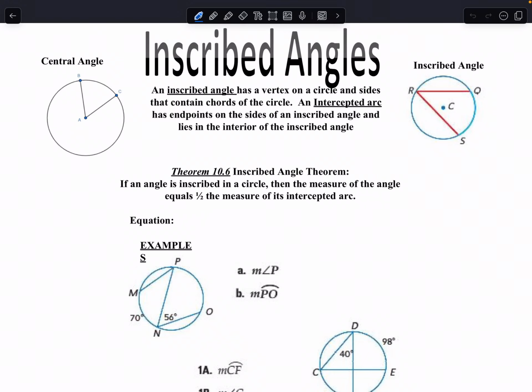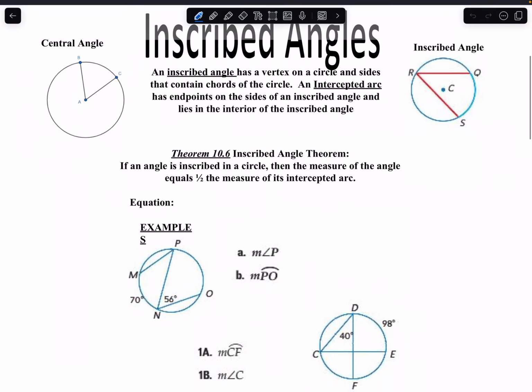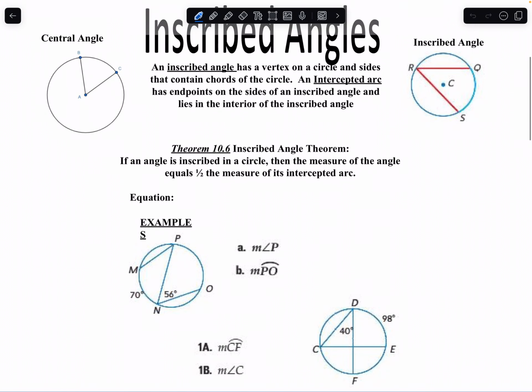Hi, welcome back. In today's video, we're going to talk about inscribed angles. Before we talk about what an inscribed angle is, let's look at these two pictures on the left and on the right so you can see the difference between a central angle and an inscribed angle. A central angle is what we've been discussing so far.